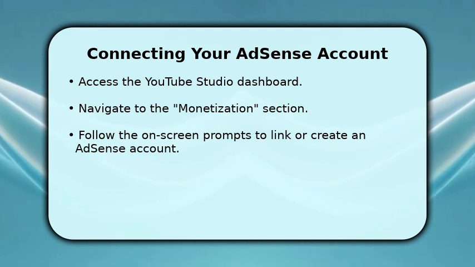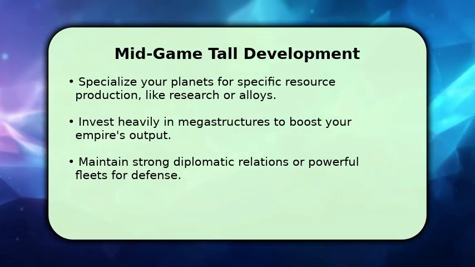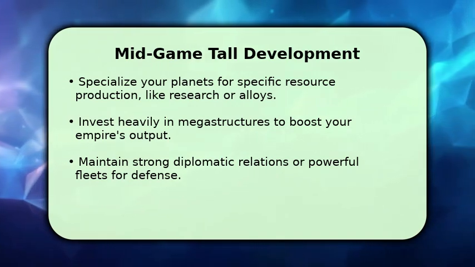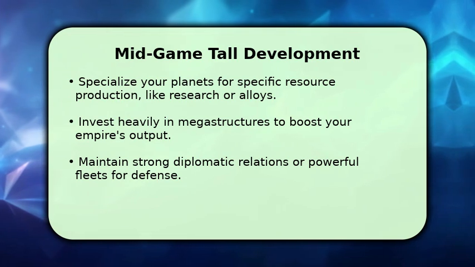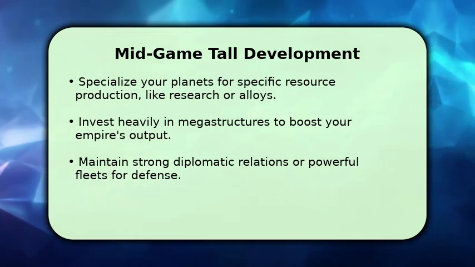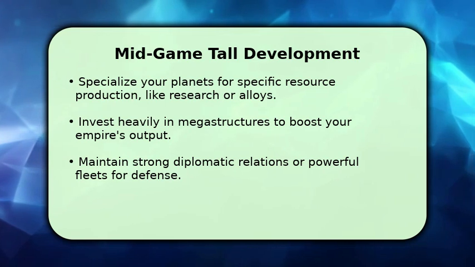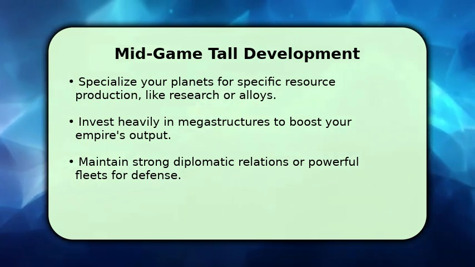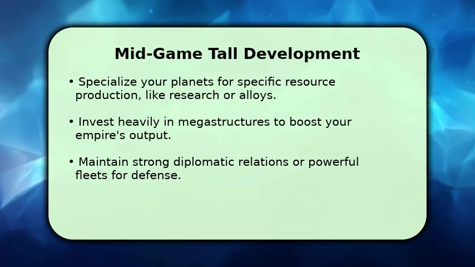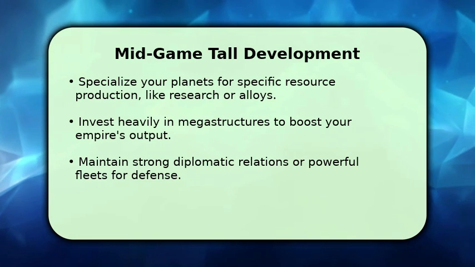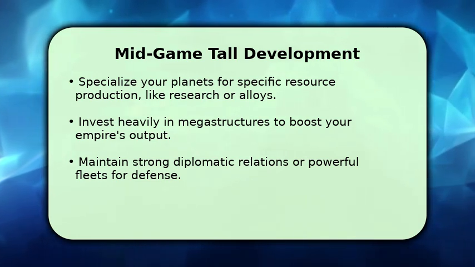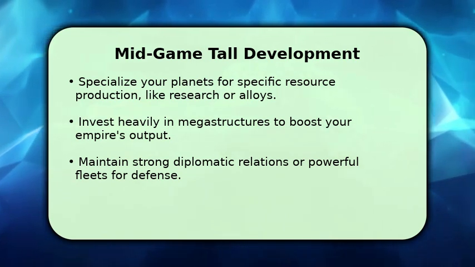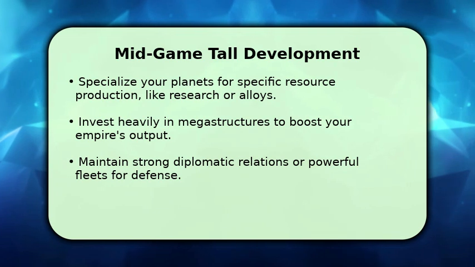As you enter the mid-game, planet specialization becomes crucial. Dedicate worlds to specific outputs, such as one for research, another for alloy production, and a third for consumer goods. Begin constructing powerful megastructures like a science nexus or a mega shipyard to significantly amplify your empire's capabilities. Maintain a strong diplomatic presence or build a formidable fleet of 20 to 30,000 power to deter potential threats. Choose traditions and ascension perks that further enhance your internal development and population growth.